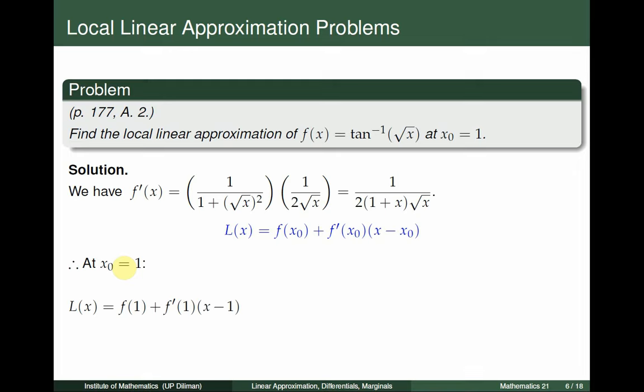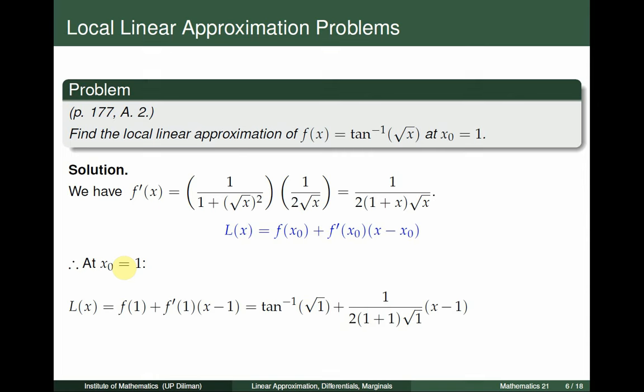And then let's just evaluate these values. So f of 1 is tan inverse of square root of 1. And then f prime of 1 is 1 over 2 times 1 plus 1 times square root of 1. And x minus 1 is still x minus 1. Okay, what's the final step? Final step is just to evaluate that tan inverse of square root of 1 and to simplify that fraction.